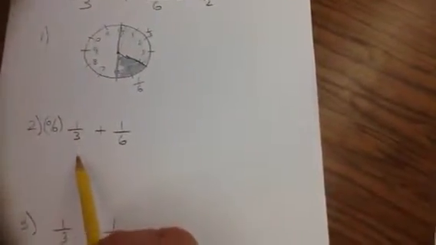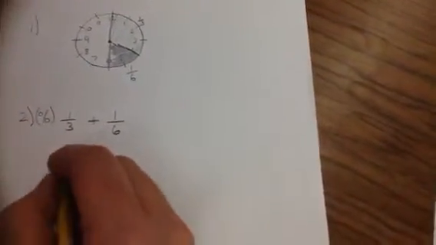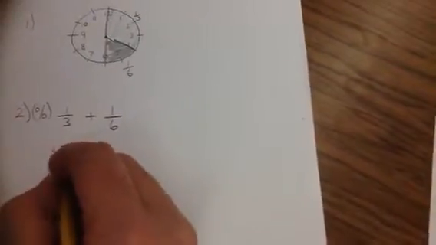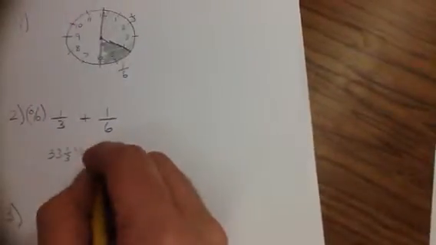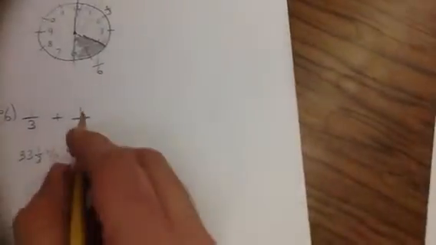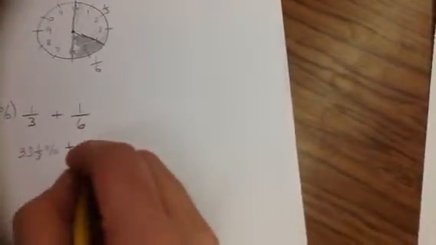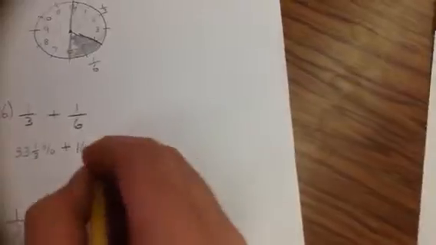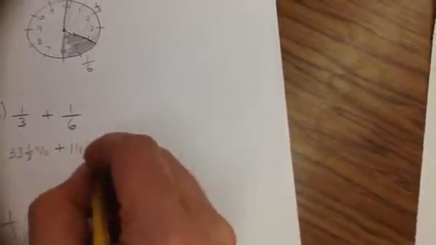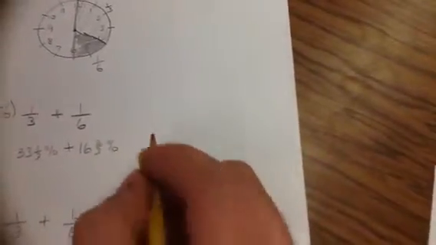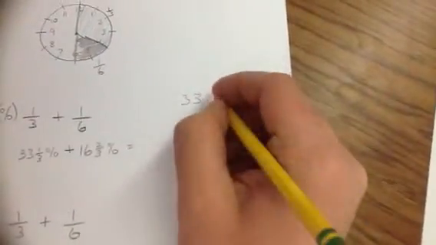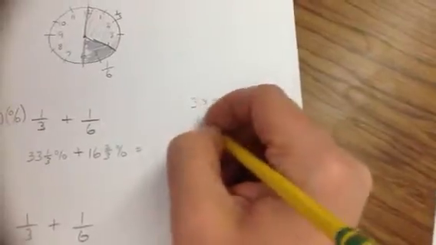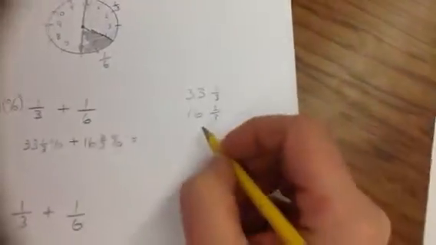Let's convert to percents. 1/3 as a percent, 33 and 1/3%. 1/6 as a percent, you look it up on the table. Hopefully you're starting to remember some of this. Remember, there's a 1 and a 6 in 1/6. 16, you have to remember it's 2/3%. So if we add those up, I'm going to put them on top of each other. 33 and 1/3, 16 and 2/3.